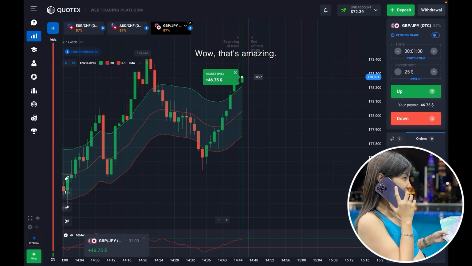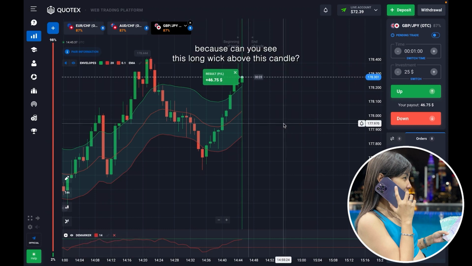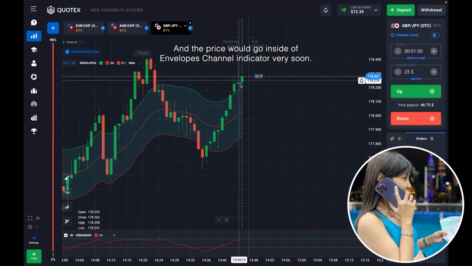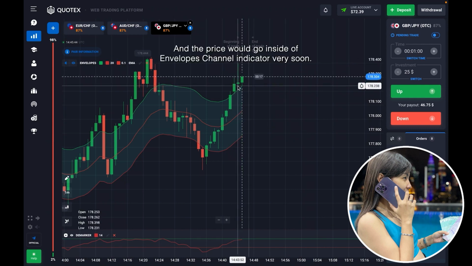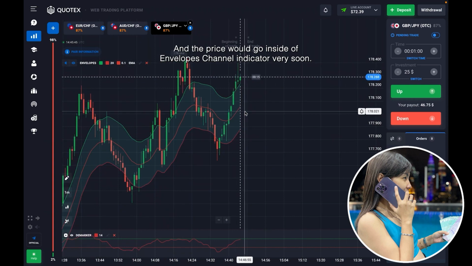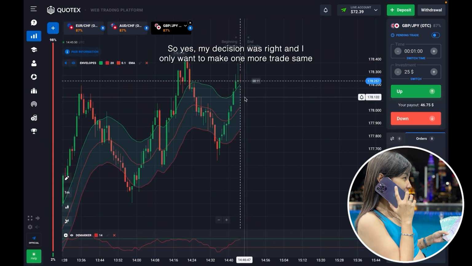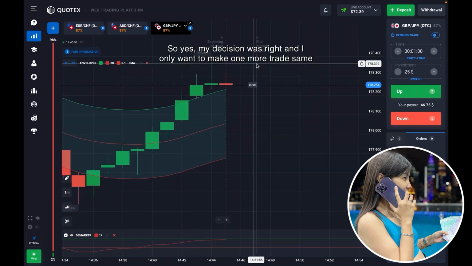So wow guys, that's amazing! I'm on a profit, and this was very predictable, because can you see this long wick on this candle? And the price would go inside of the envelope channel indicator very soon. It is doing this step by step. So yes, my decision was right, and I only want to make one more trade.